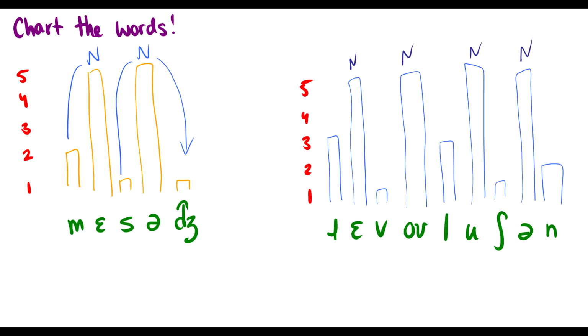And what do we do with the nucleus? Well, first we look left and we fill up our onsets. So we fill these up. And then we look right and we fill up our codas. So we have re, vo, lu, shun. Looks good.